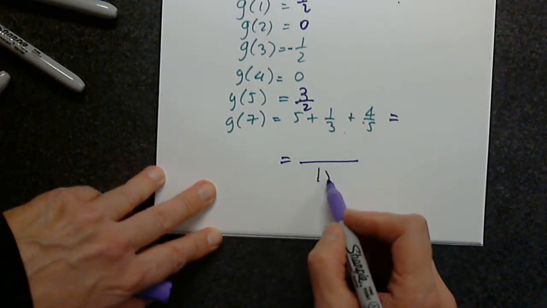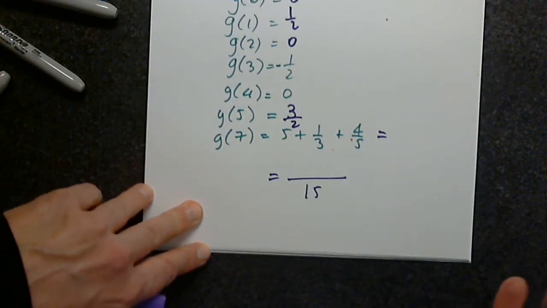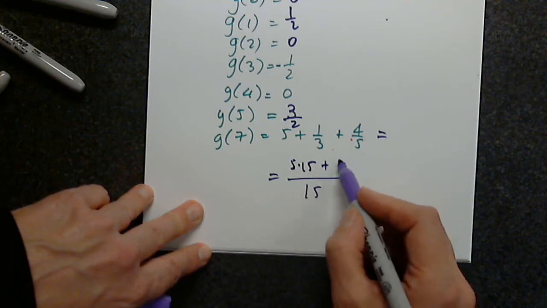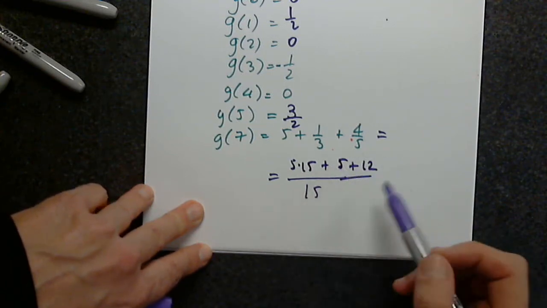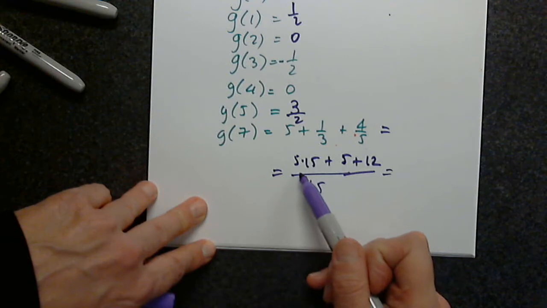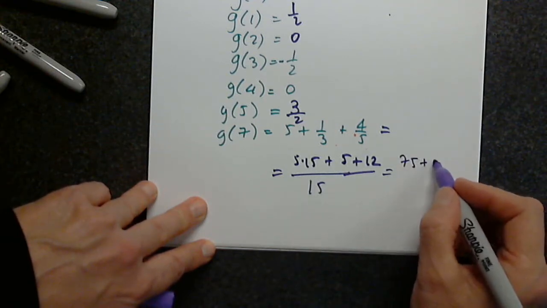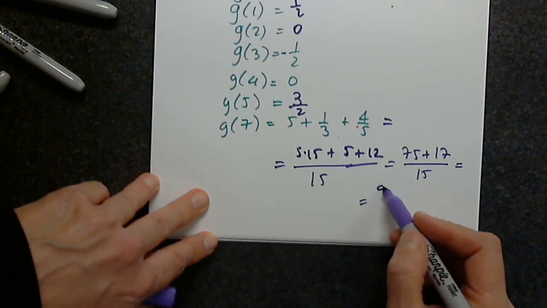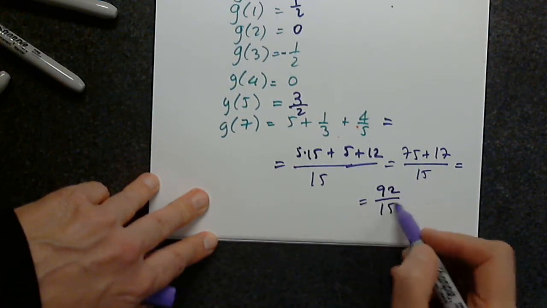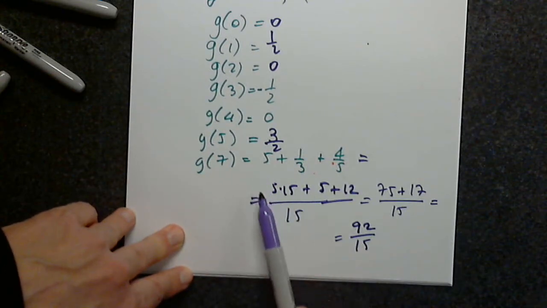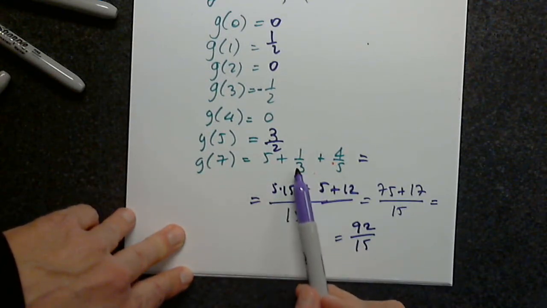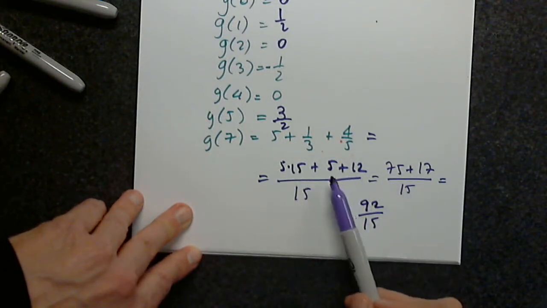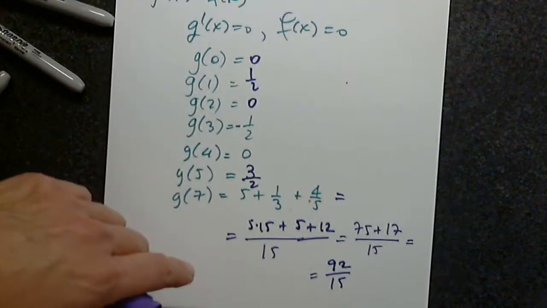And then the last one. With the least common denominator, this is a very rough approximation: 5 times 15 plus 5 plus 12. So 75 plus 17 over 15. I got 92 over 15. One more time, 15 times 5, times 3, correct. 75, 17, correct.